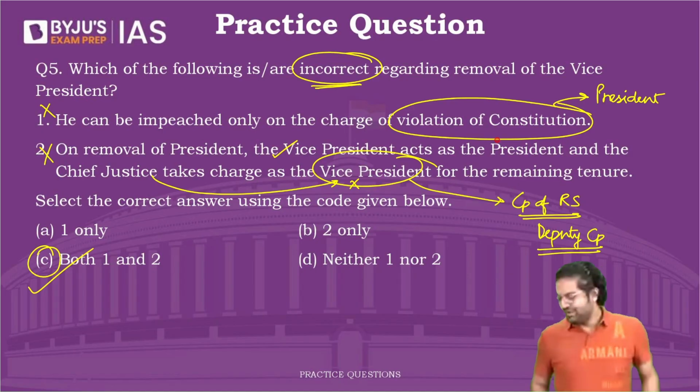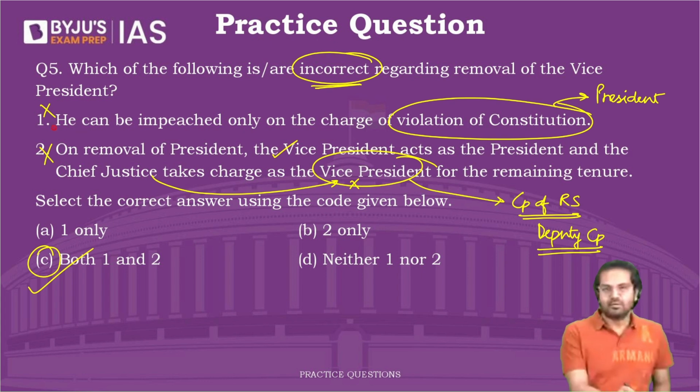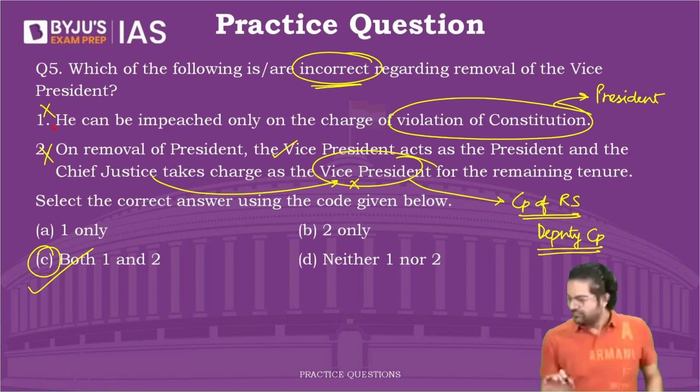Oh, this question is technical. What technical? Tara, how impeachment? That is why the statement is wrong. This is the reason the statement is wrong. Okay, Tara? Wrong.